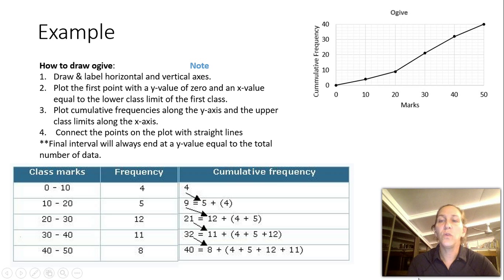So there's a whole range of interesting things that you can get from Ogive curves, and we'll start looking into that a bit more in the next lesson.